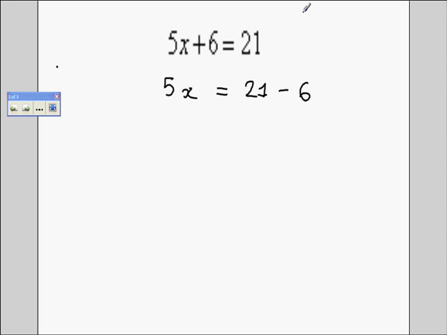Once we've done this, of course, we have 5x is equal to 15. And then naturally the inverse process of multiplying by 5 is to divide by 5, giving us x is equal to 3 as our final solution.